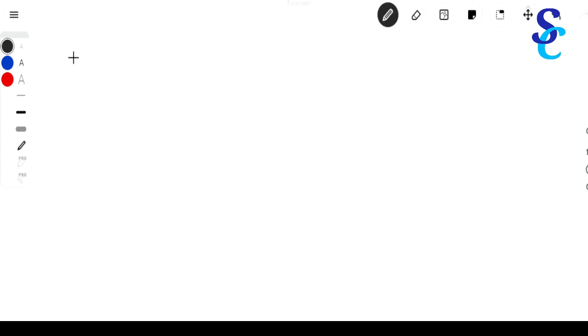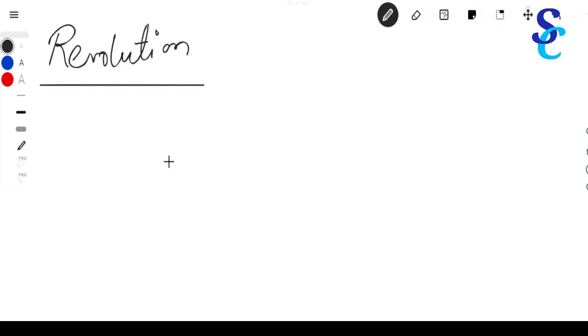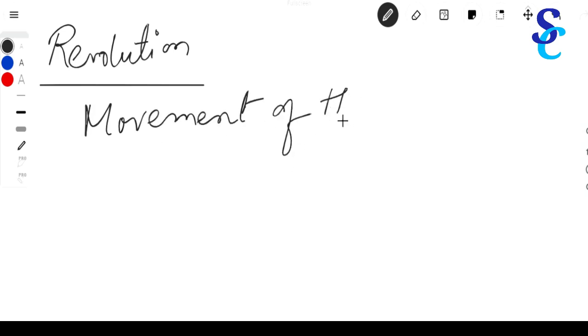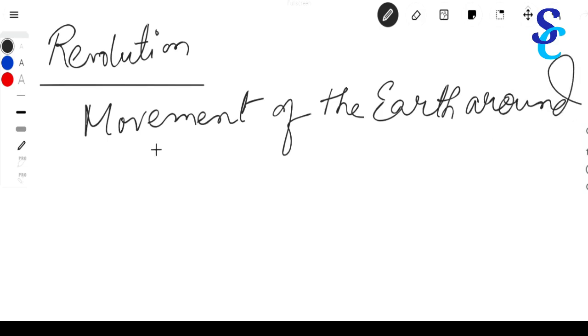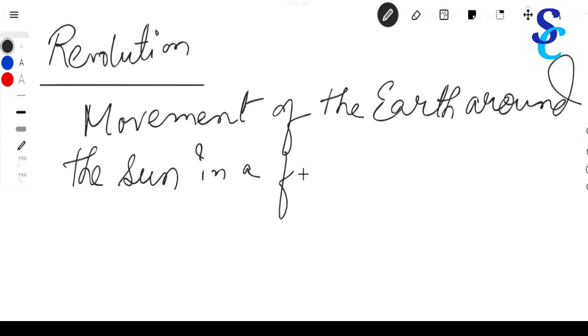So, how will you define revolution, or what is revolution? Revolution is the movement of the earth around the sun in a fixed orbit.